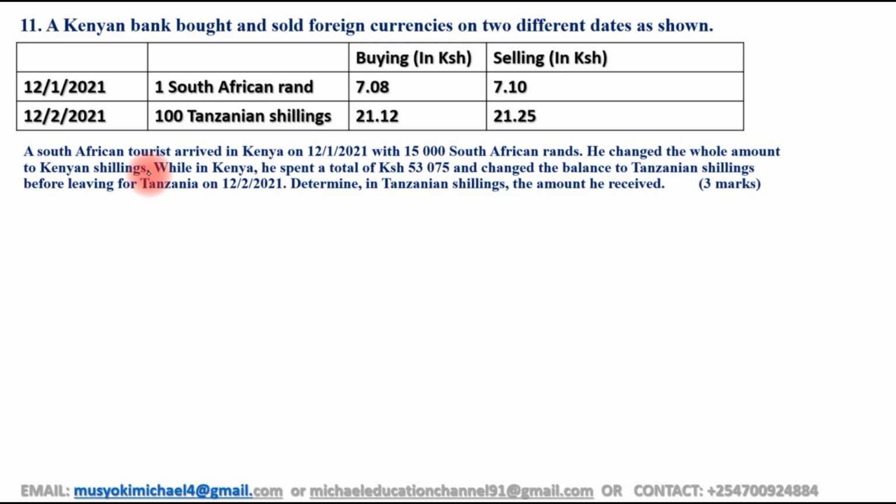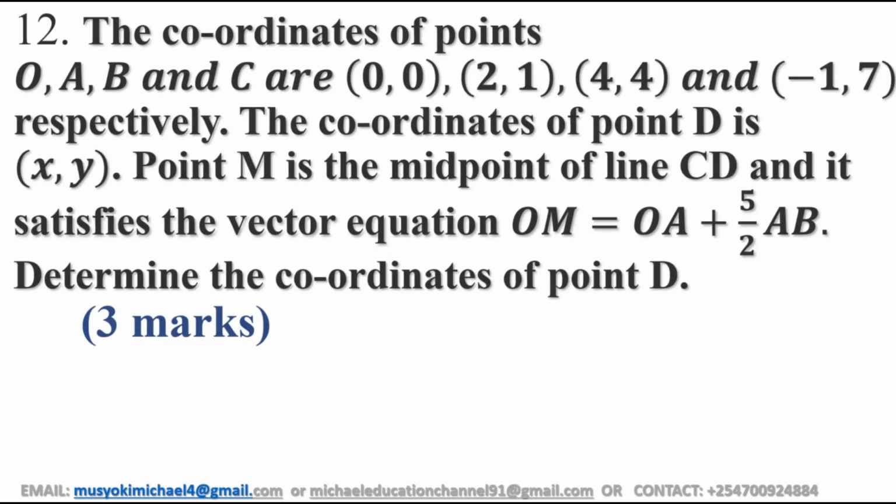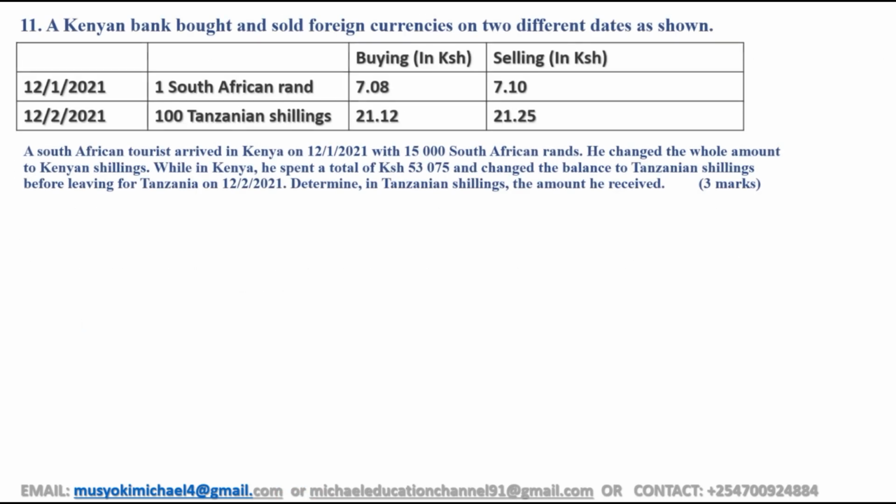So for this currency exchange rate, since the tourist arrived in Kenya, he had to convert the foreign currency to Kenyan currency, and therefore the bank was going to buy it at the rate of 7 shillings and 8 cents per rand, and therefore he received the amount that he actually received.